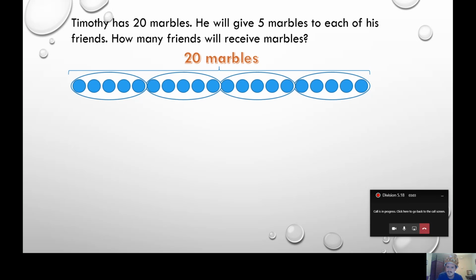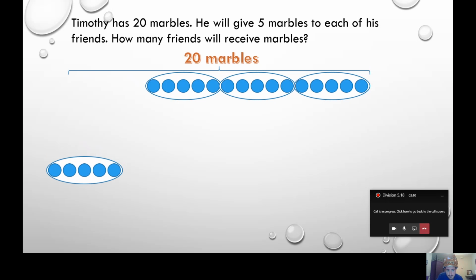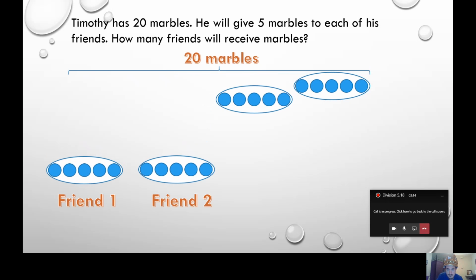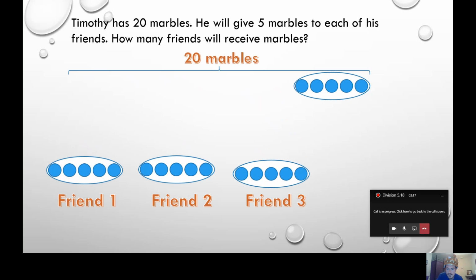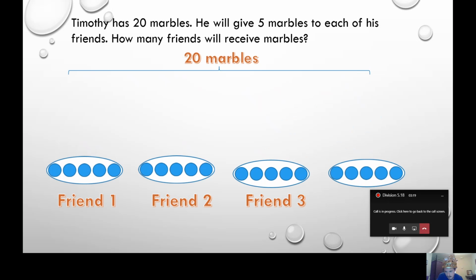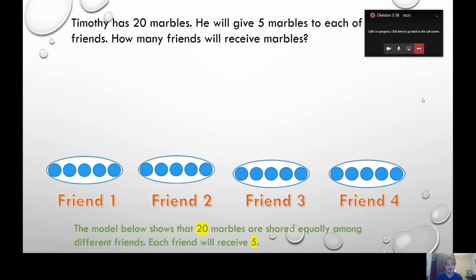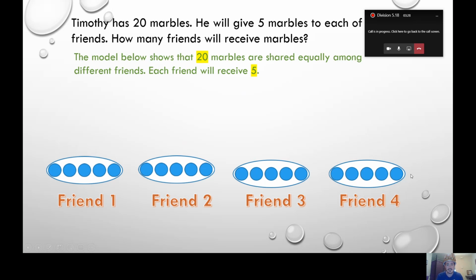So how many friends are going to get 5 marbles? So there's 1. There's 2. There's 3. And here's 4. So 4 friends are going to get the 5 marbles. So the model that we just did shows that 20 marbles are shared equally among different friends. Each friend received 5. We counted to make sure.